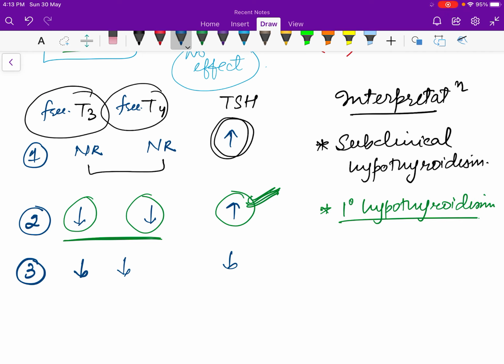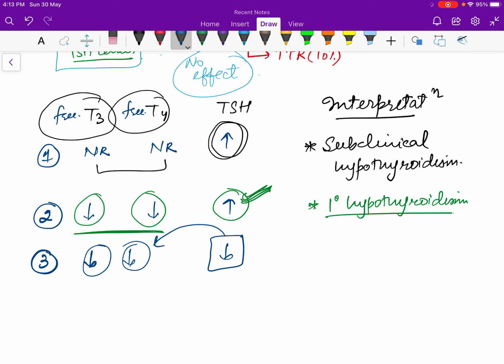Now another case: there will be less T3, less T4, and less TSH. It means the reason why T3 and T4 are less is because there is less stimulation by TSH. So in this case there is a problem with the anterior pituitary. The anterior pituitary is producing less TSH, so less T3 and less T4 are formed. So this is the case of secondary hypothyroidism.